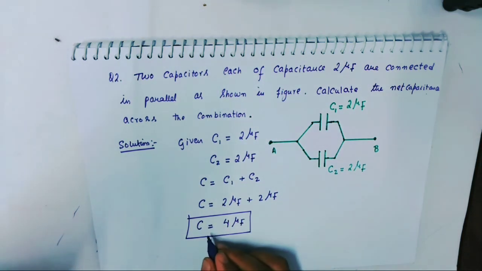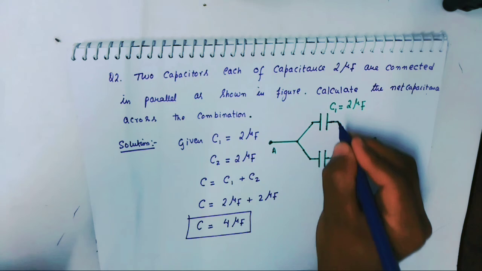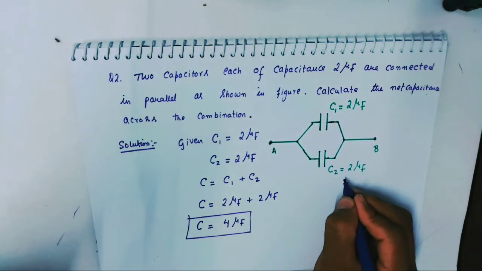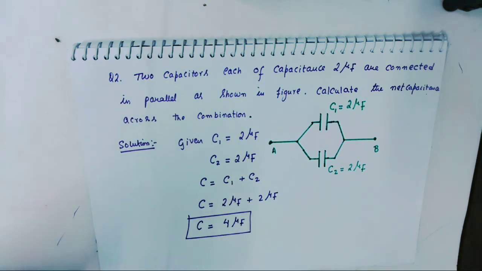So as we can see from here, this net capacitance, it is 4 microfarad, which is greater than C1 and also greater than C2. So as I've mentioned earlier, when a capacitor are connected in parallel, the net capacitance increases.